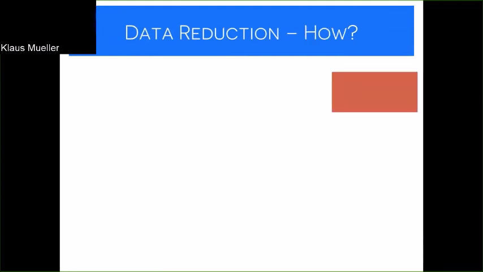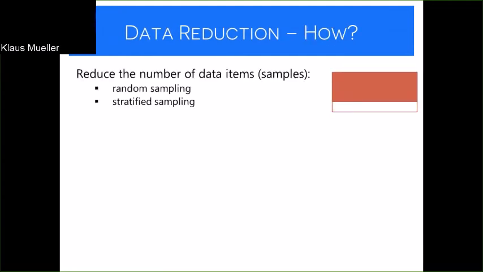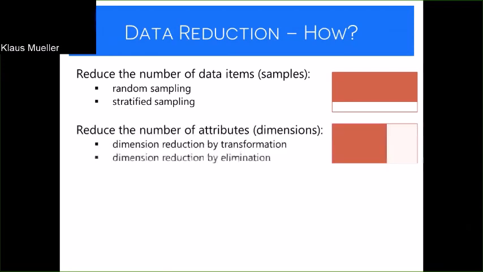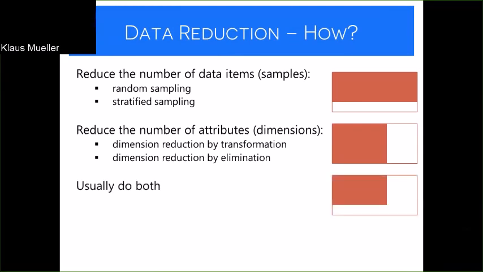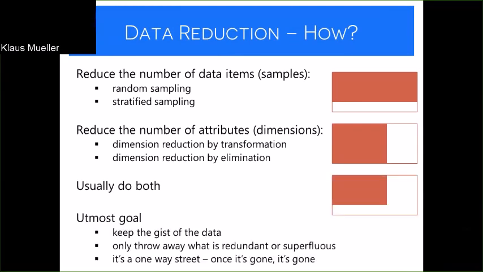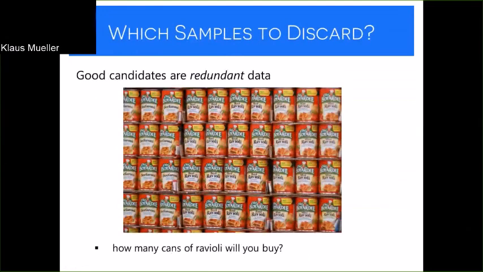Okay, we talked about random sampling, stratified sampling, and reducing dimensions by transformation or dimension elimination. Oftentimes you actually have to do both, reducing the dimensions of the attributes and the samples at the same time, either together or one by one. For this, you need to figure out which samples to discard. The good candidates are basically redundant data. We talked about this last time.